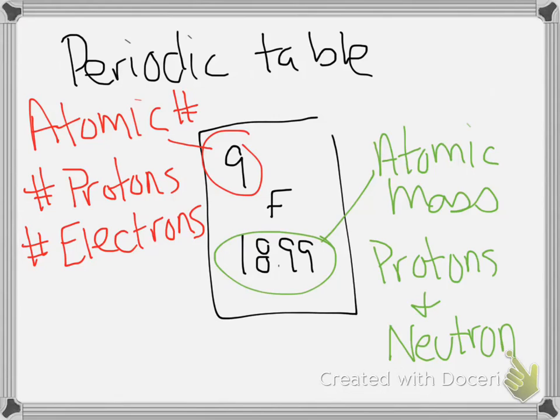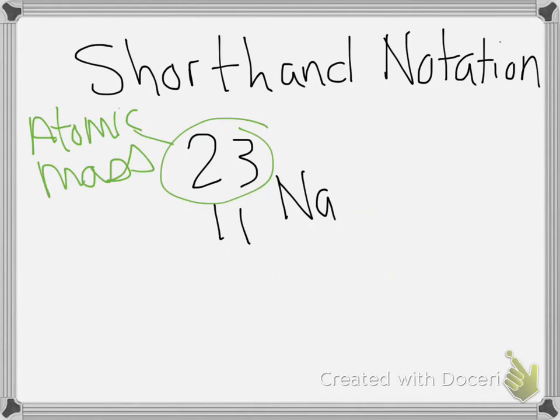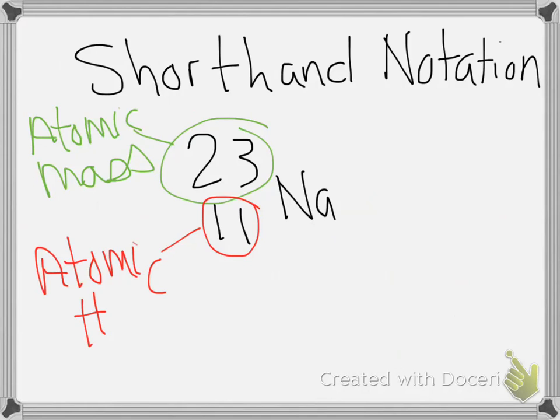Using those two pieces of information, we'll be able to find out the number of protons, electrons, and neutrons for any element. I'm going to show you shorthand notation next. It's the same idea, just a little bit different. What they've done is they have put the atomic mass on top, and they have put the atomic number on bottom. Now, if you want to determine the number of protons, neutrons, and electrons, let's work through a couple of examples.